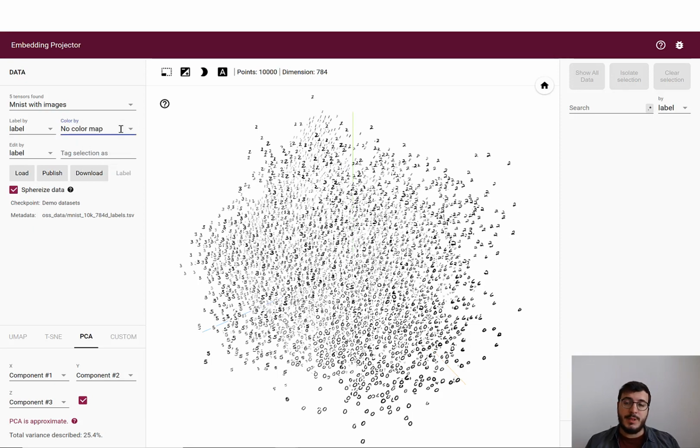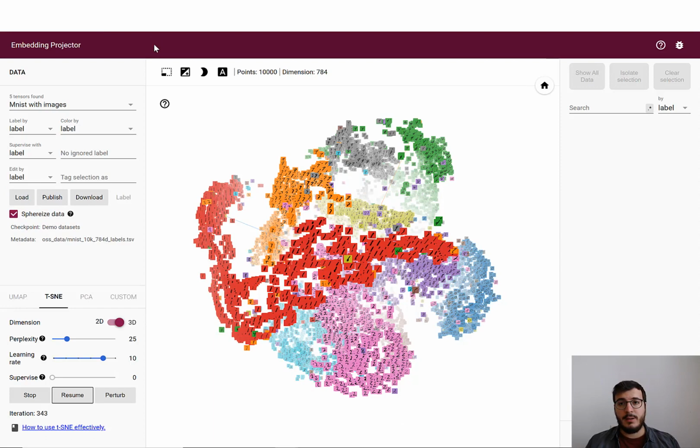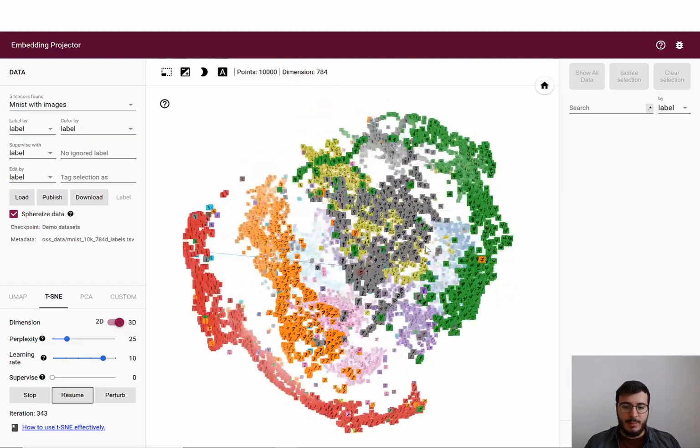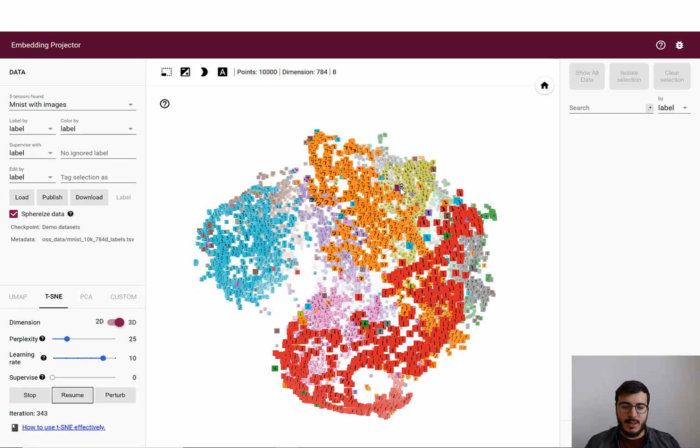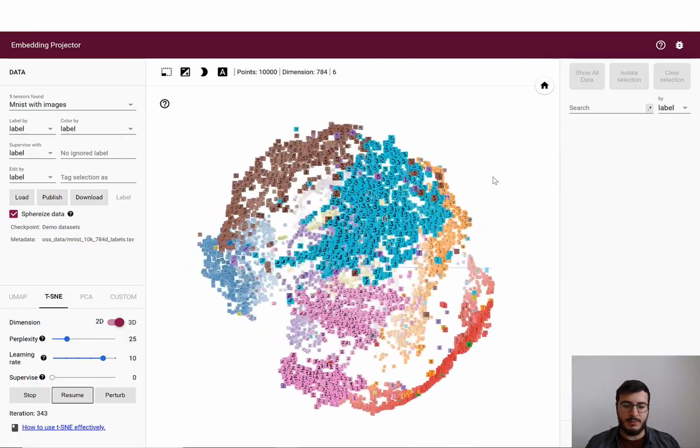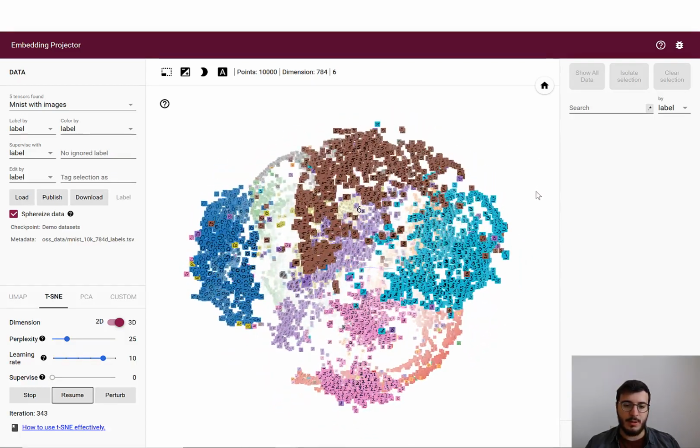Okay, now let's see what happens if we use a different method called t-SNE. And this is actually one of the methods that we'll learn about in the rest of the video. Now we see that the data points are clustered much more nicely. So we see that the 1s are separated from the 7s, are separated from the 3s, and so on.